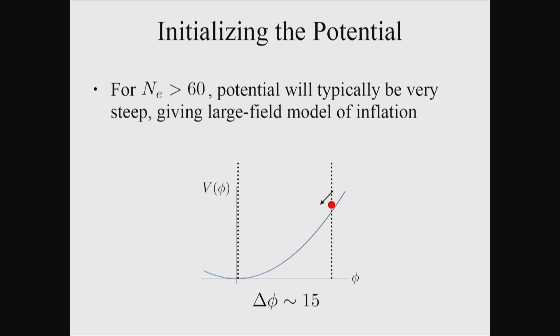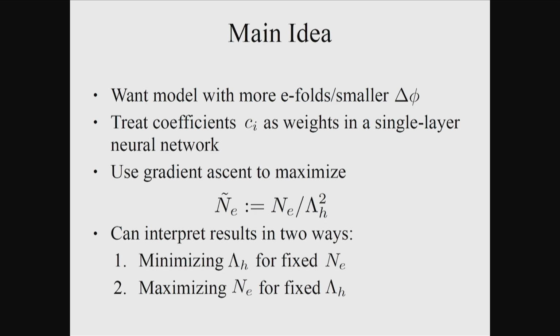And now what we want to do, starting from this, is figure out, can we build models that will give us more inflation? Or another way to say this, can we build models that do not require such a large traversal, but can have a smaller horizontal scale lambda h? And the way we're going to do this is by using effectively very simple machine learning techniques. So in order to get a model with more e-folds and smaller lambda h, we're simply going to treat these coefficients as weights in a single layer neural network.